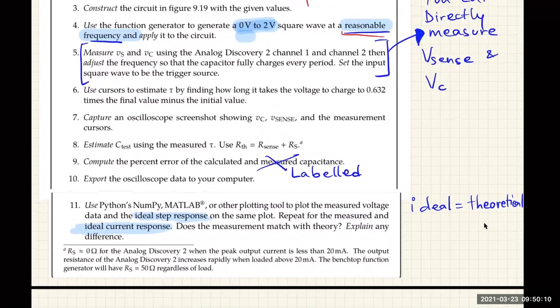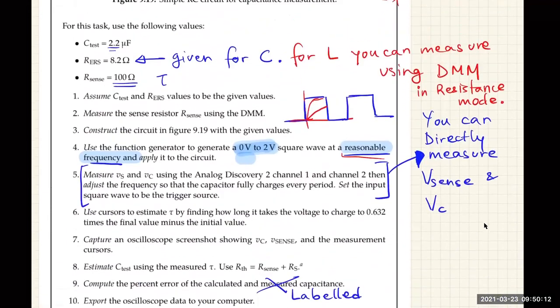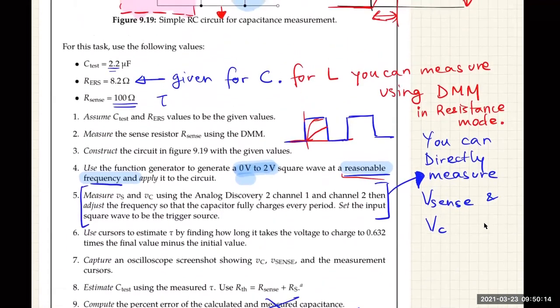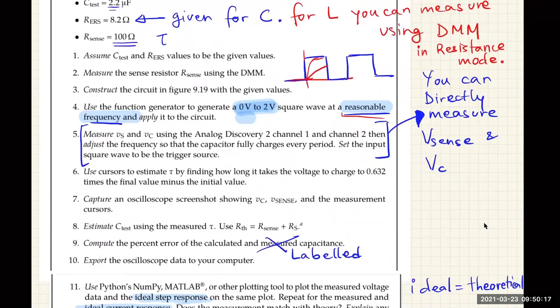All right, so task 2 is basically the same exercise, but with an inductor instead. And you will see similar voltage waveforms, but the current and voltage waveforms will be swapped. And for an inductor, RESR is not given, but you can definitely measure it with the DMM set to resistance mode.